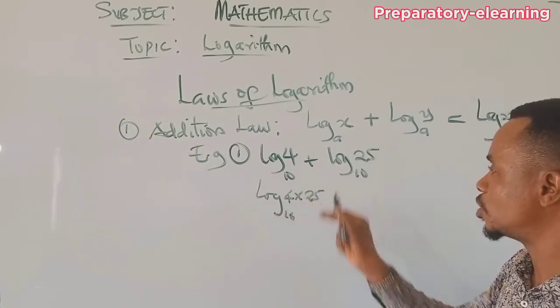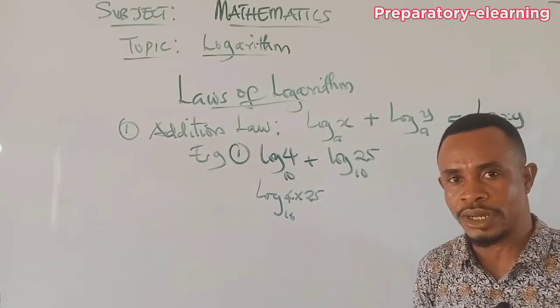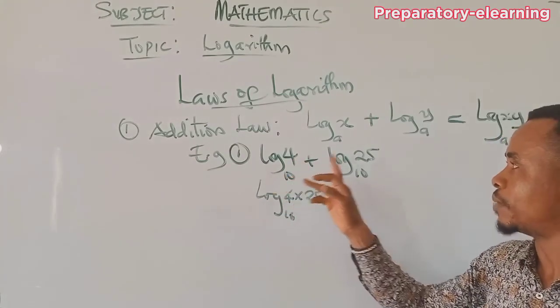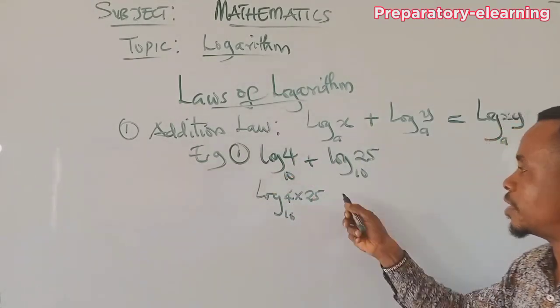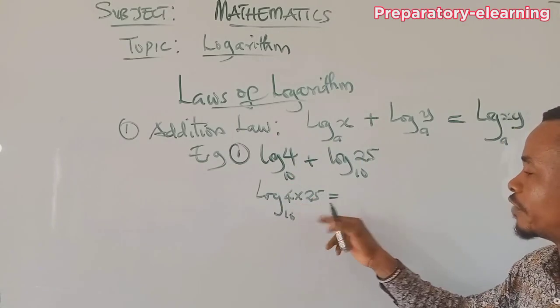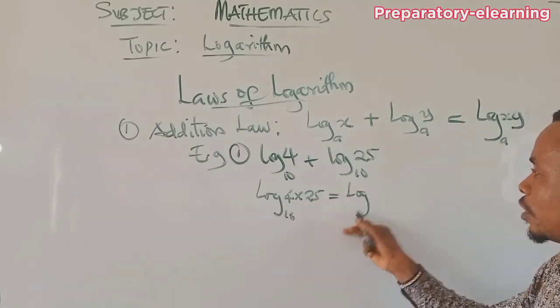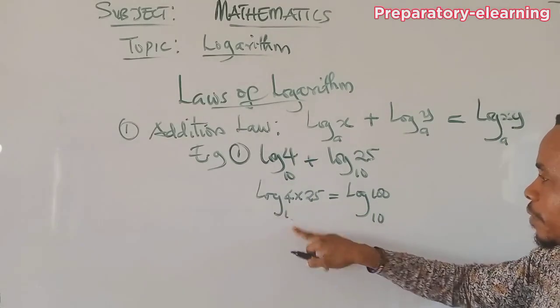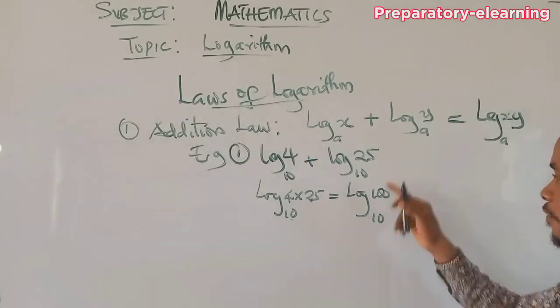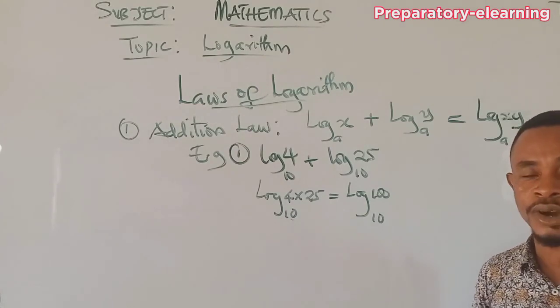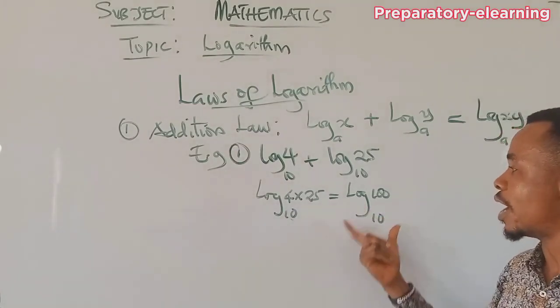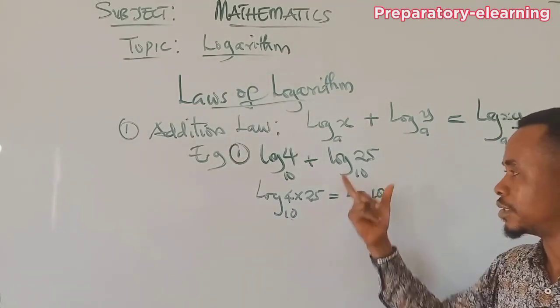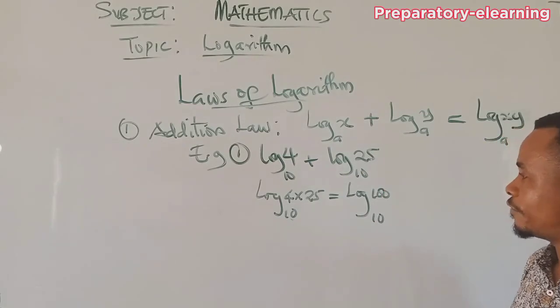4 times 25. When it is addition law, multiply the numbers that you have there. Now multiplying this, we have 4 times 25, which is log 100 base 10. Now to simplify this further, there are other laws that will take us on how to solve this. But let's just finish up.